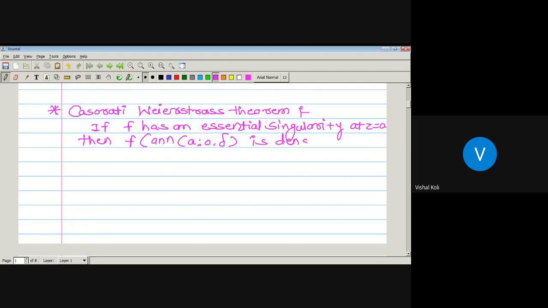It is dense in the complex number system for all delta greater than 0. That is, this set is dense in C. It means that the closure of this A0 delta is the whole complex number system. It means each point of C is either a member of this one or it is a limit point of this one. Okay, so that one we have to prove. Let us see the proof now.